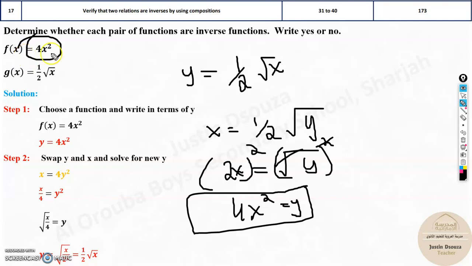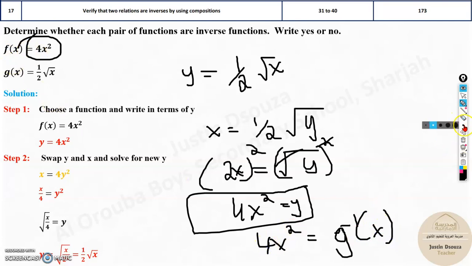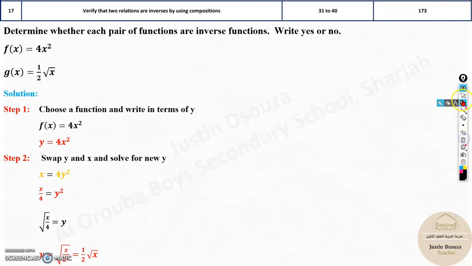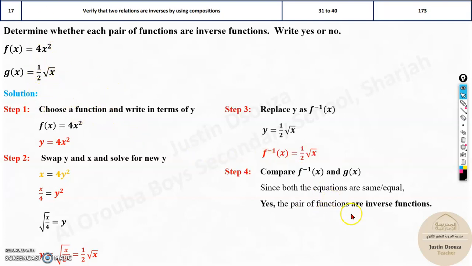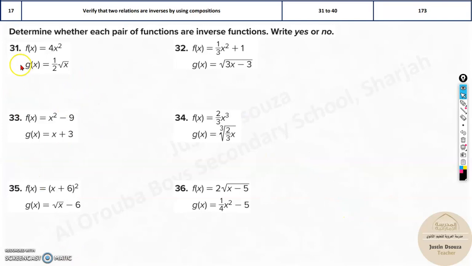Yes, absolutely. This is basically 4x squared is g inverse of x, because I've taken g of x, right? Now, 4x squared. Here the function f of x is the same thing. So they are inverse. But in the exam, don't do both of these. Just do one. It is more than enough because only one will prove it, yes or no. So that's the thing. Now here similarly, please do these others.